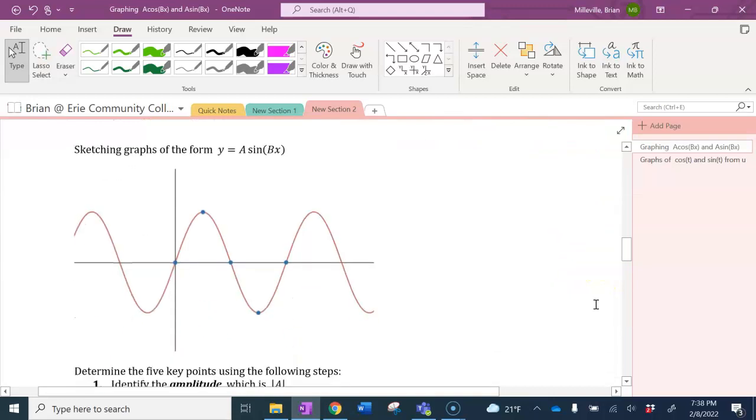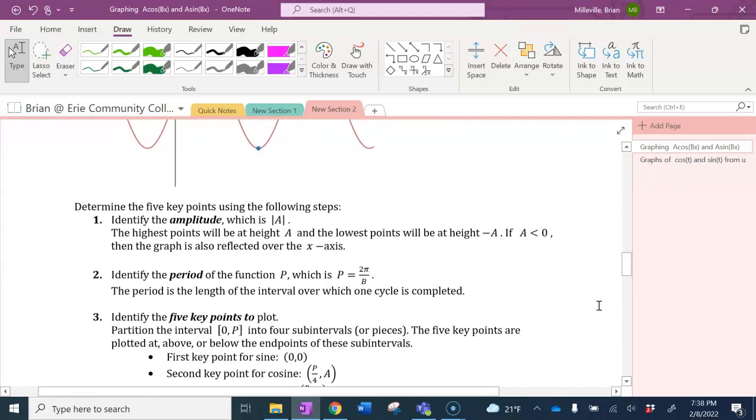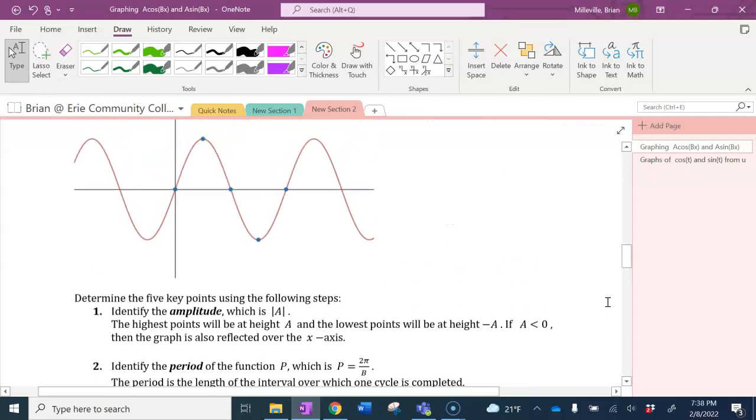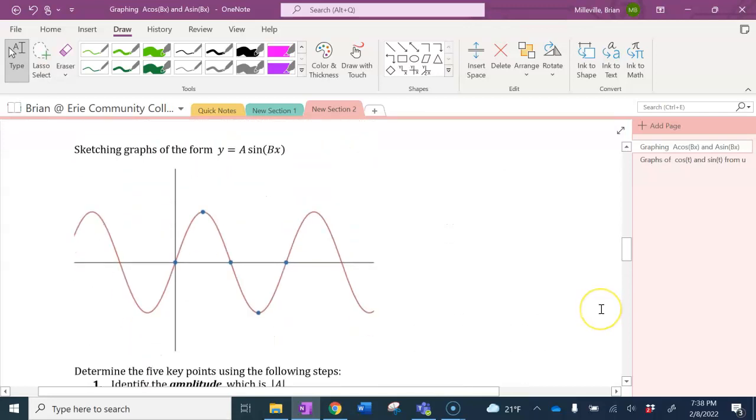All right, so a very similar process for these types of transformations for sine. I got that on the next page here. And the steps are identical. Identify the amplitude and the period. The key points change a little bit because the graphs of sine and cosine differ a little bit. So let's just isolate and plot what those values are going to be here. You're starting at 0, going up to your period, which is 2 pi divided by B.